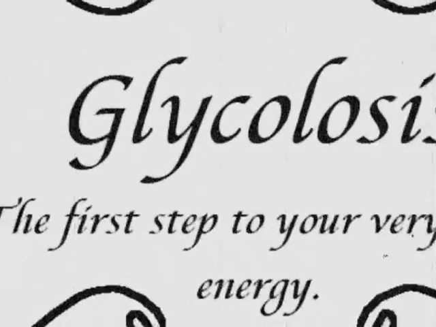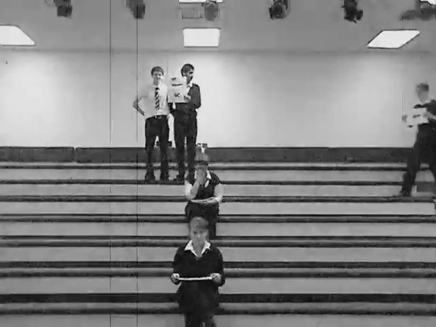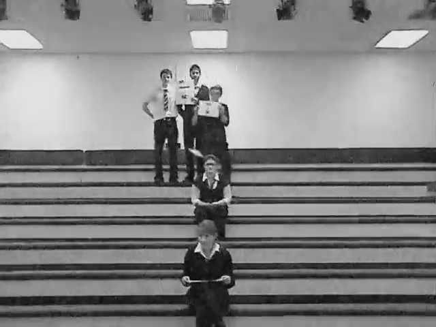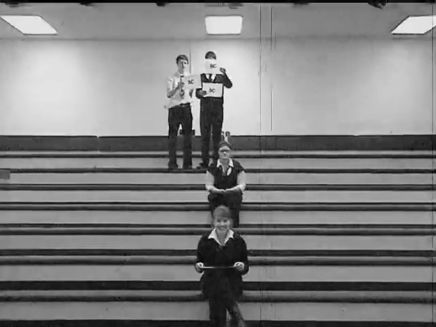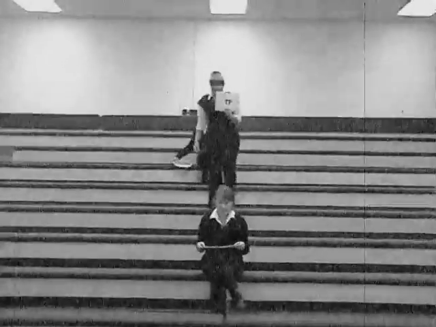Glucose plus oxygen equals carbon dioxide and water. Let's take a look at the first stage of respiration, glycolysis, the first step to your very own energy. First we take one molecule of glucose. This in turn is split into two molecules of TP. This is done through the energy provided by ATP, our good old friend. Note how the 6-carbon glucose molecule is split into two 3-carbon molecules.